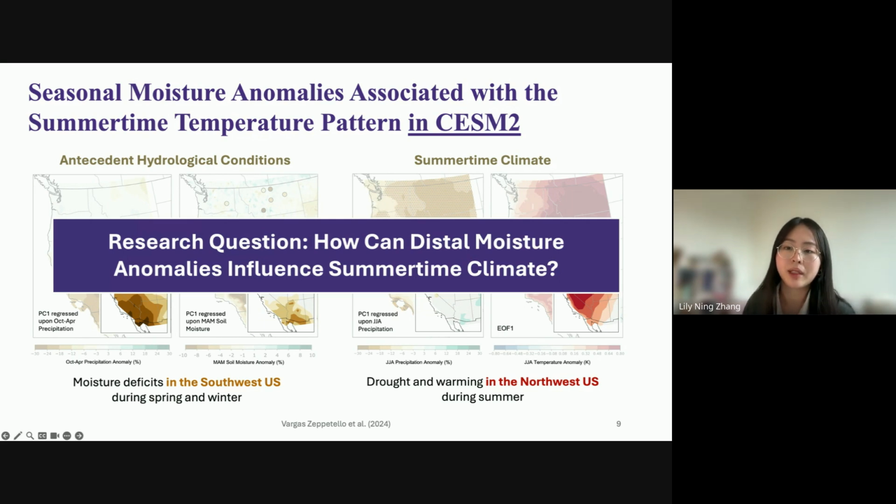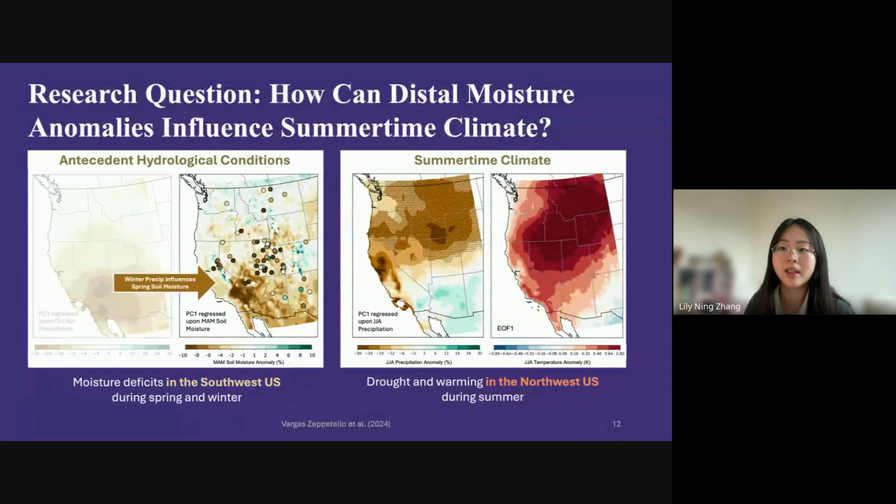So this leads to the question, how can we explain this relationship between distal moisture anomalies and summertime climate that we're finding in both our models and in our observations? If we take a first stab at that, we just disregard what I think is a fairly straightforward connection between wintertime precipitation and its influence on spring soil moisture.